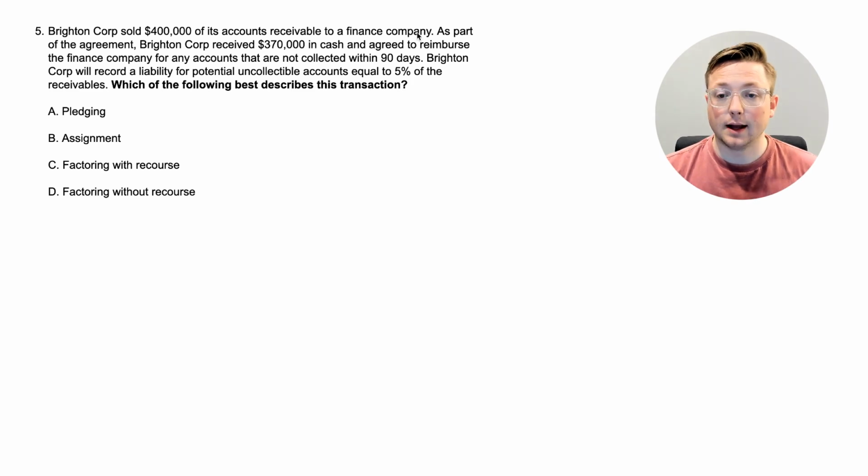So let's keep reading. As part of the agreement, Brighton Corp received $370,000 in cash and agreed to reimburse the finance company for any accounts that are not collected within 90 days. Okay, that should tell you the answer right there, but let's keep reading. Brighton Corp will record a liability for potential uncollectible accounts equal to 5% of the receivables. Remember, Brighton Corp is the one selling. So if you need to, pause the video, think about this. But again, I think that you should be able to already know the answer. So let's go ahead and look at the answer to talk a little bit more about this.